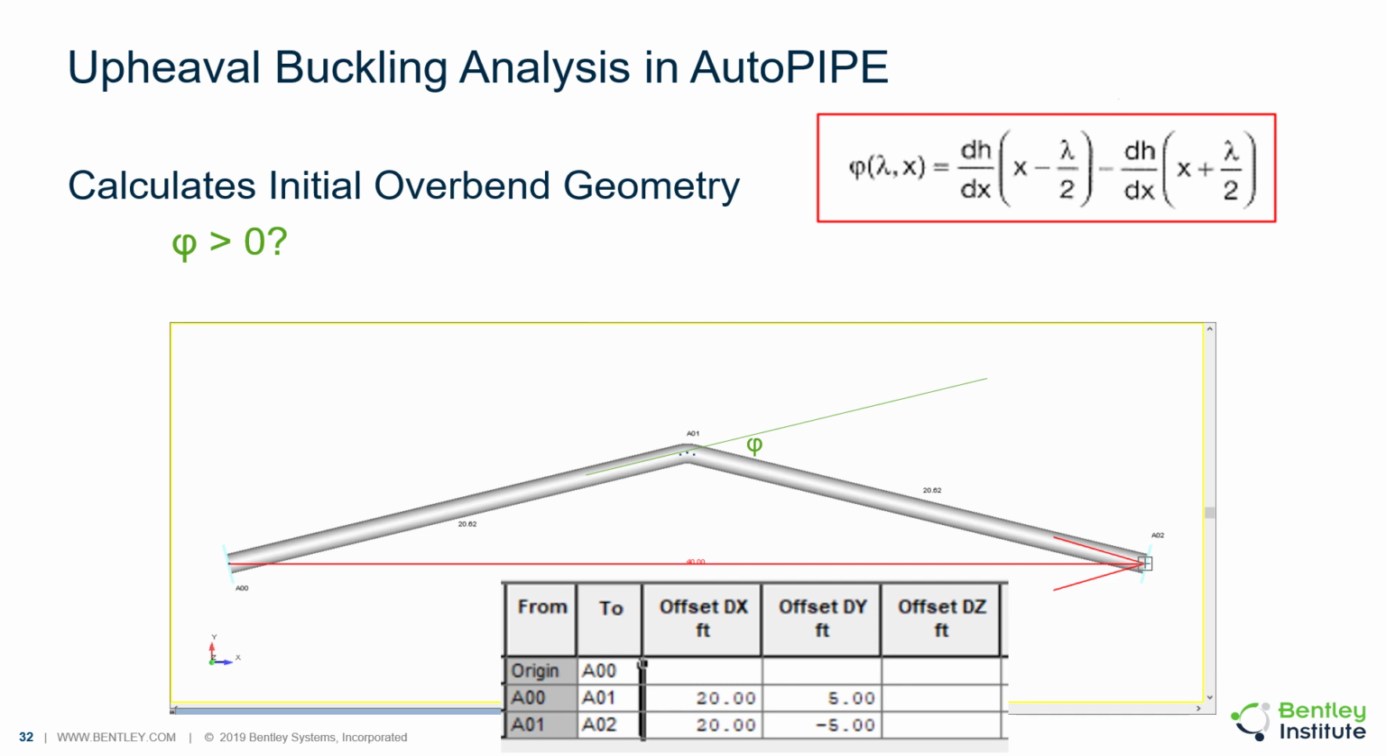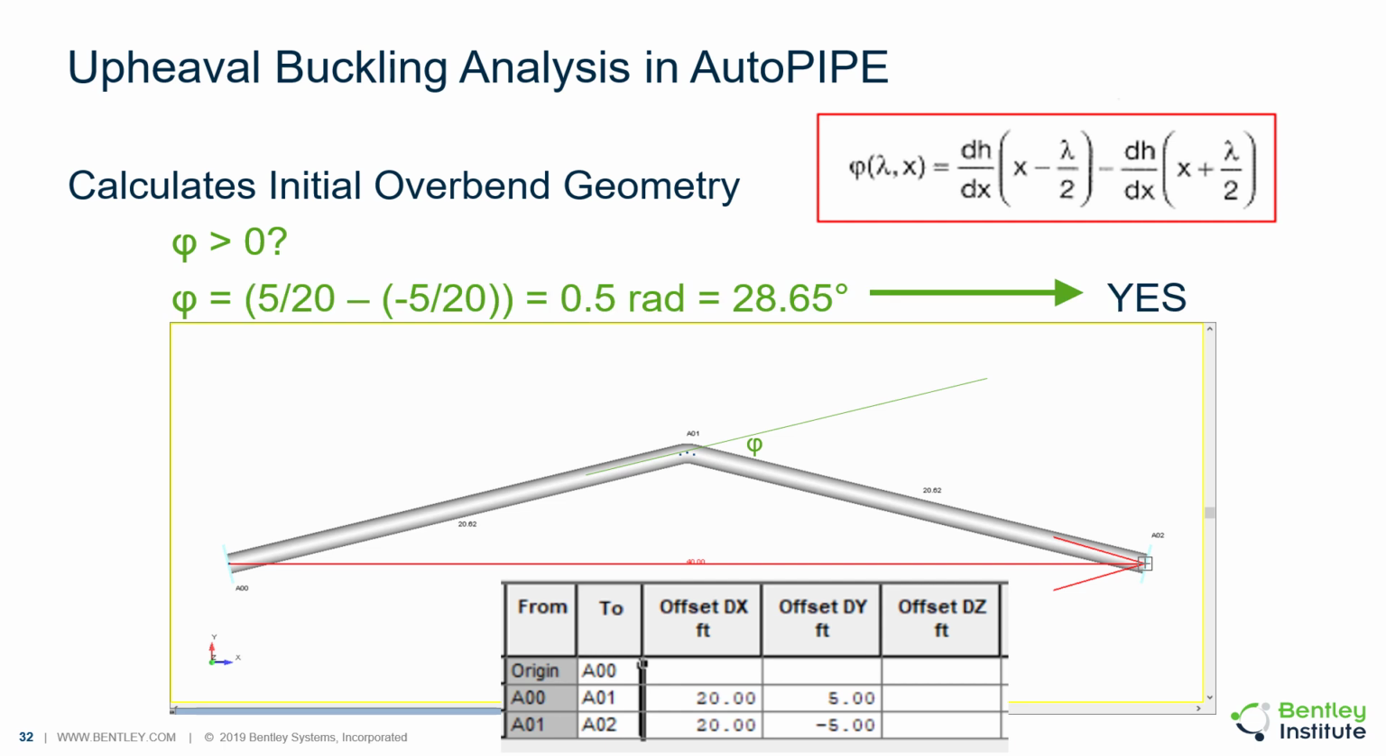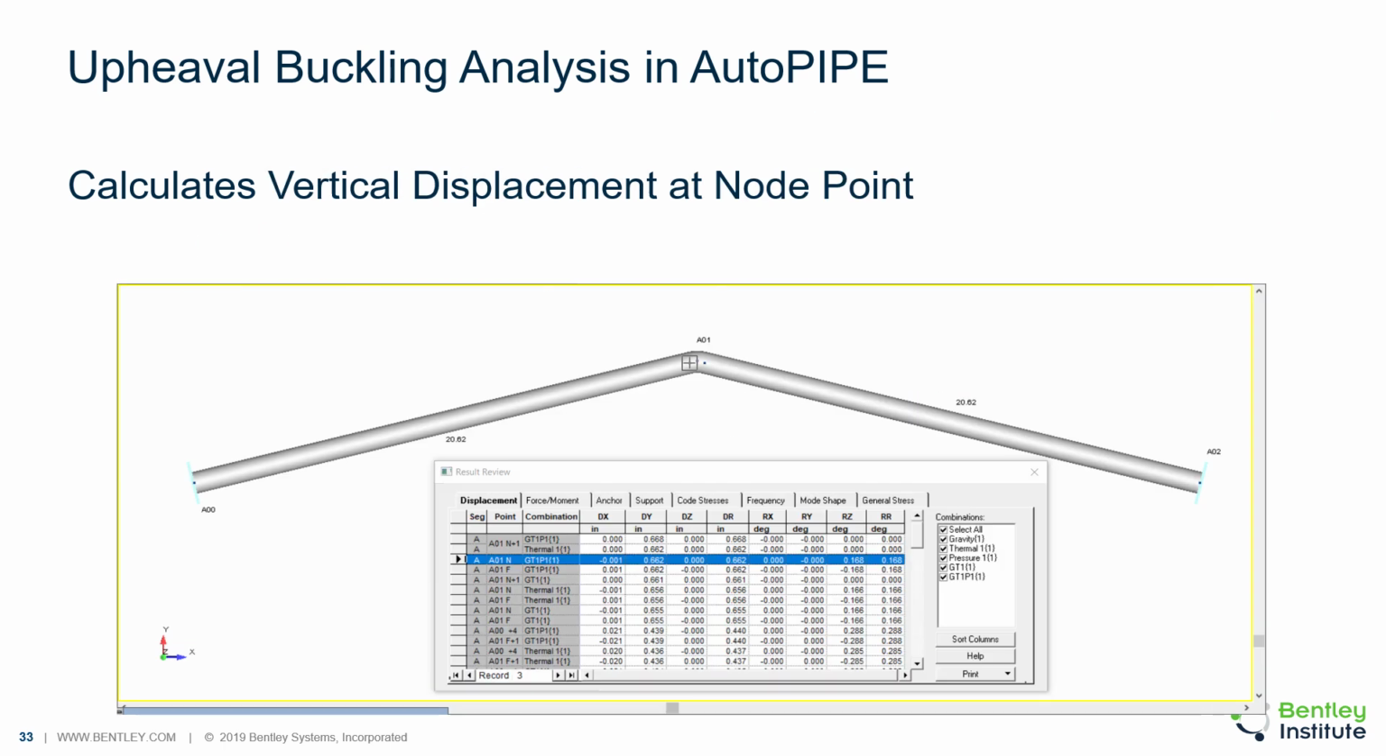AutoPIPE calculates the initial overbend angle using the slopes in the equation shown on the top right. And if the answer to this question is yes, and the initial overbend angle is greater than 0, as it is here, the program is going to go back to check if these compressive forces cause a vertical deflection at that node point. If there is a positive vertical displacement showing at that node point, AutoPIPE will run through the upheaval buckling analysis for that node point.